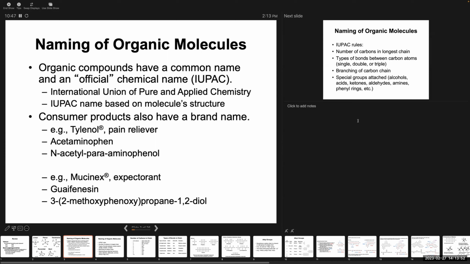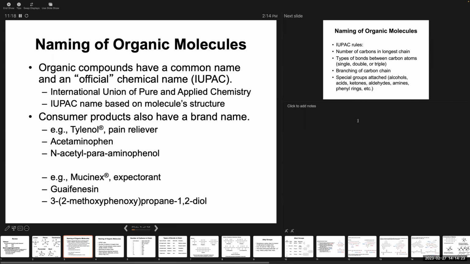Another example, just happened to pick over-the-counter medicines. Mucinex is an example of something called an expectorant that loosens up chest congestion. And the generic name for Mucinex is guaifenesin. So you can now buy a generic guaifenesin. You don't have to buy the Mucinex brand name. And the IUPAC name for guaifenesin is this: 3-(2-methoxyphenoxy)propane-1,2-diol, which is a mouthful.